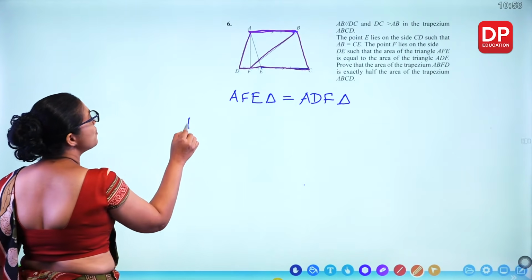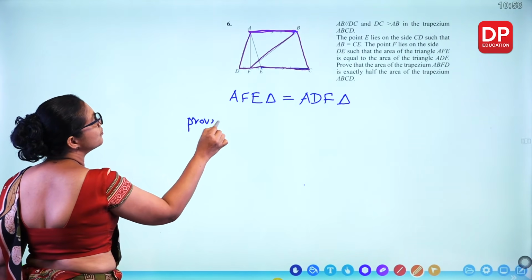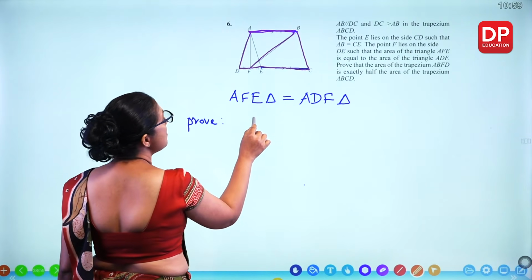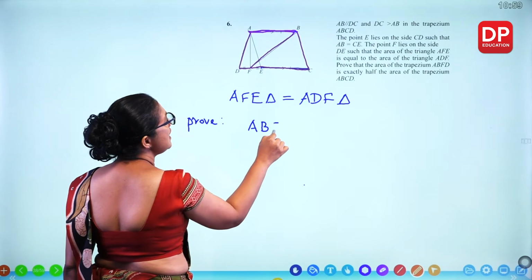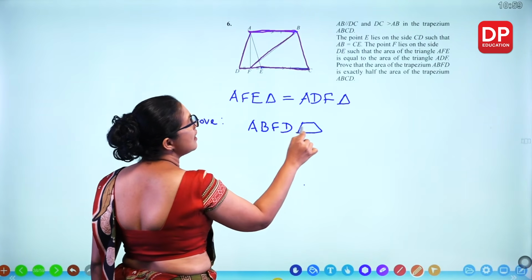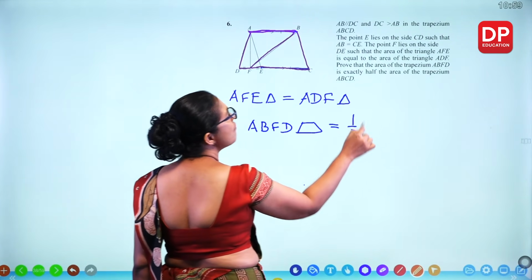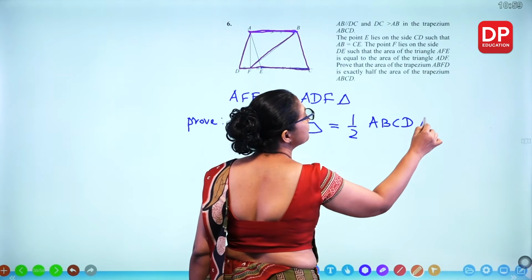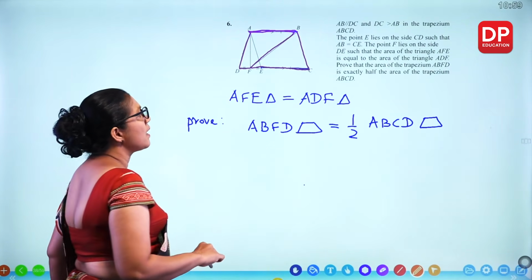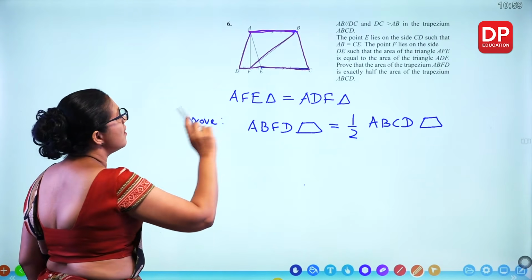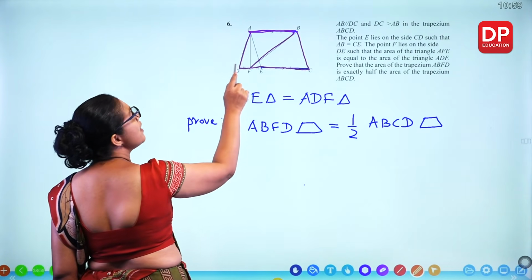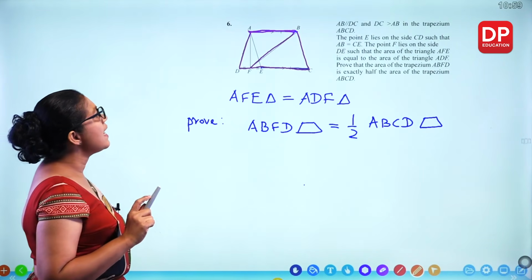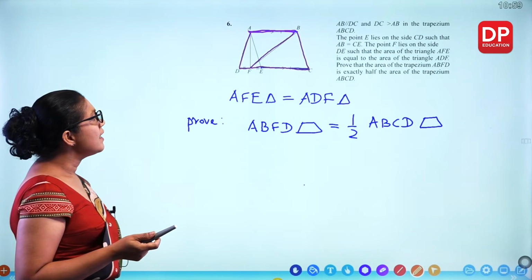Now what we need to prove? We need to prove that a trapezium ABFD is equal to half of the trapezium ABCD. Now look at the diagram. The given information is these two areas are equal. ADF triangle and AFE triangle both are equal.